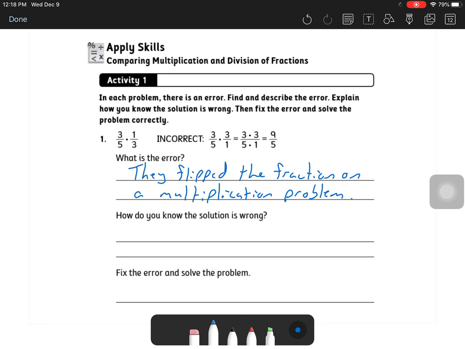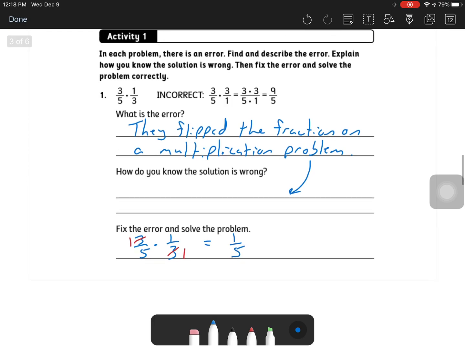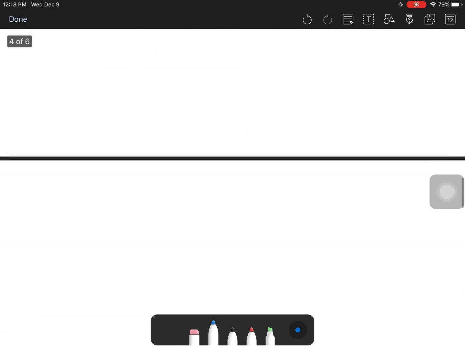So how do you know the solution is wrong? I think this statement pretty much says it, because that's an error. You don't do that, right? So let's fix it. So the original problem was 3/5 times 1/3. And so let's do this correctly. We can cancel the 3's, and then we can just multiply across. 1 times 1 is 1, and 5 times 1 is 5. 1/5 should be the answer, not 9/5. It should be 1/5.